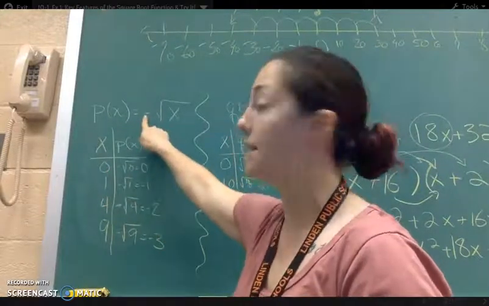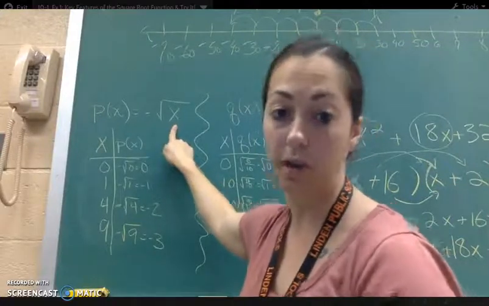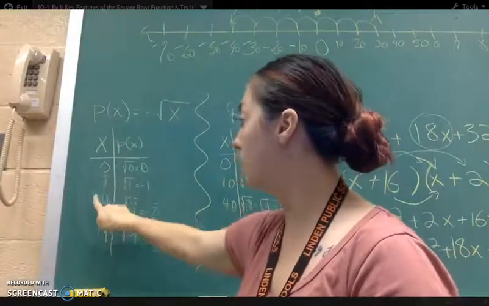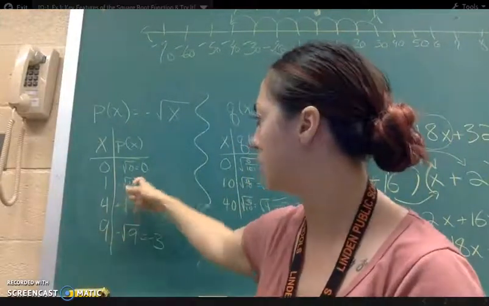I'm looking here, it's a negative square root of x. So I want numbers that are perfect squares under here. So I picked 0, 1, 4, and 9. And yeah, I could have picked more, but it's unnecessary. Look at the graph I was needing to draw.